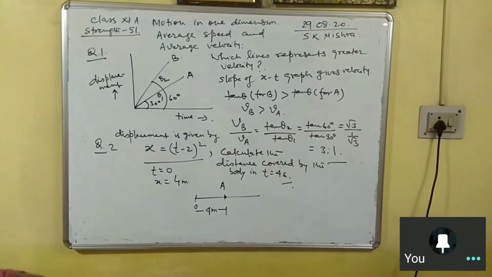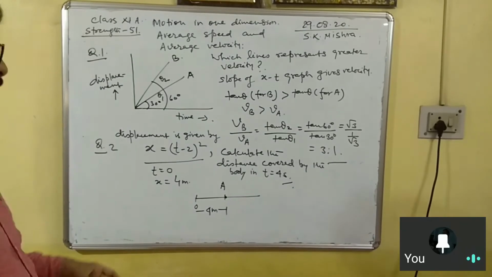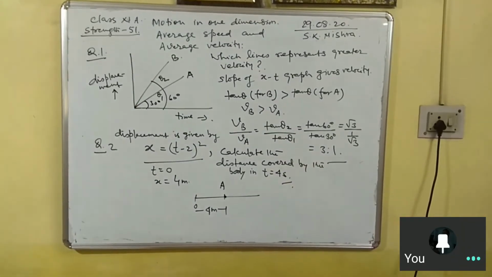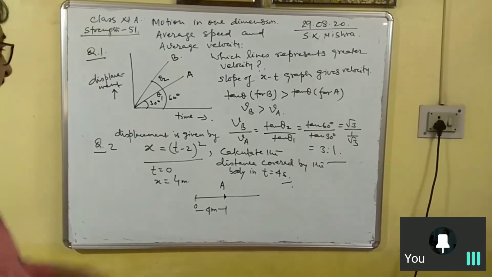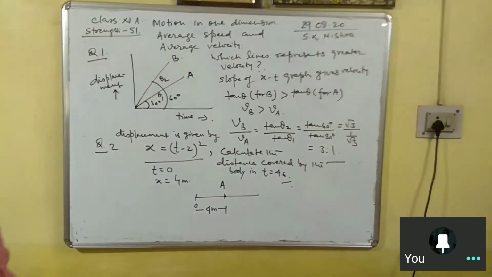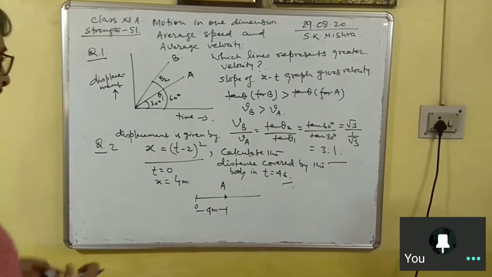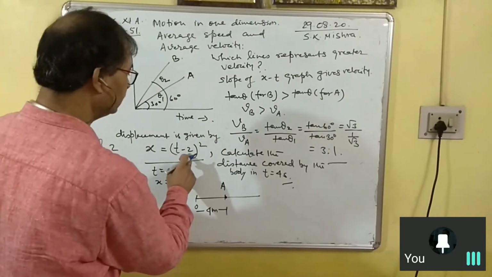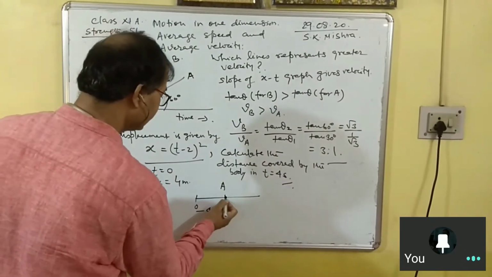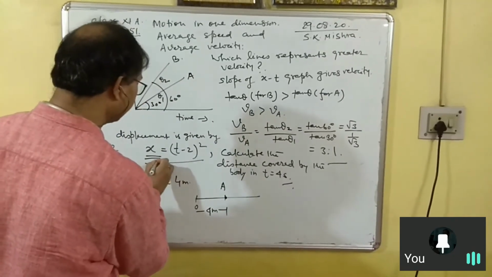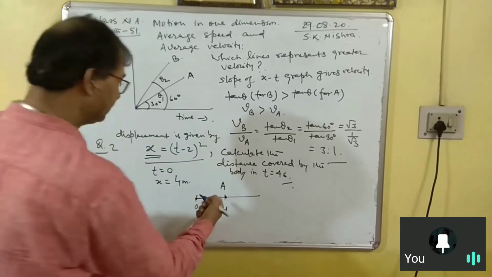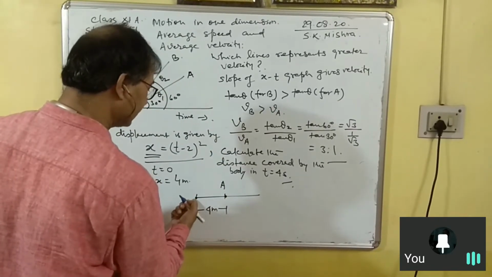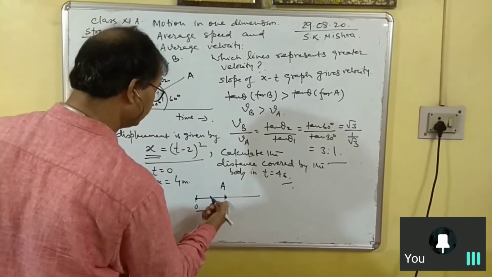Then at t is equal to 2 seconds, if you put t is equal to 2 seconds, the displacement is 2 minus 2, that is x is 0. So the particle will be at the origin. x is equal to 0. This is x is equal to 4.